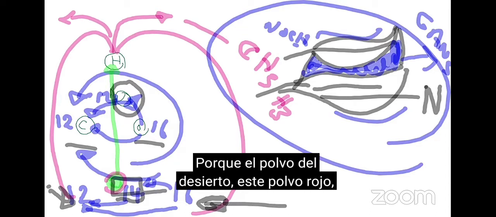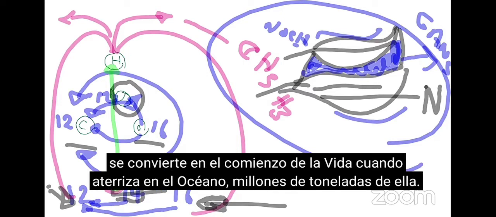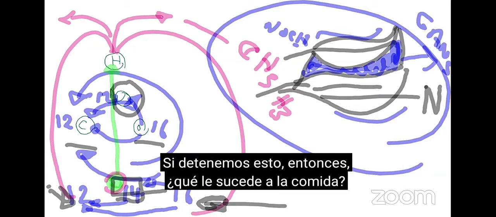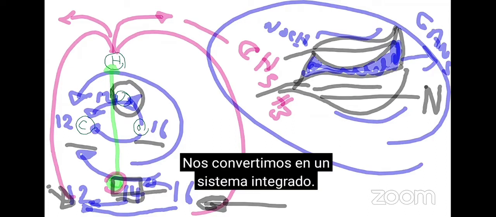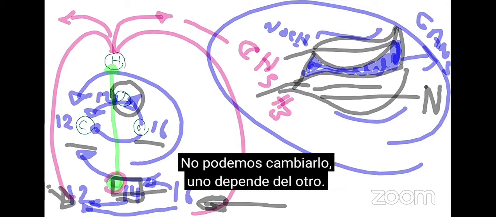Because the dust from the desert, this red dust, becomes the beginning of life when it lands in the ocean. Millions of tons of it. If we stop this, then what happens to the food, the fish that so much of mankind relies on? We become an integrated system. We cannot change it. One depends on the other.